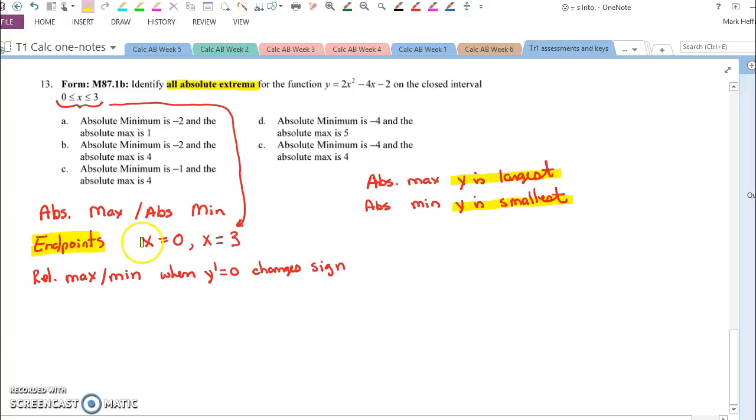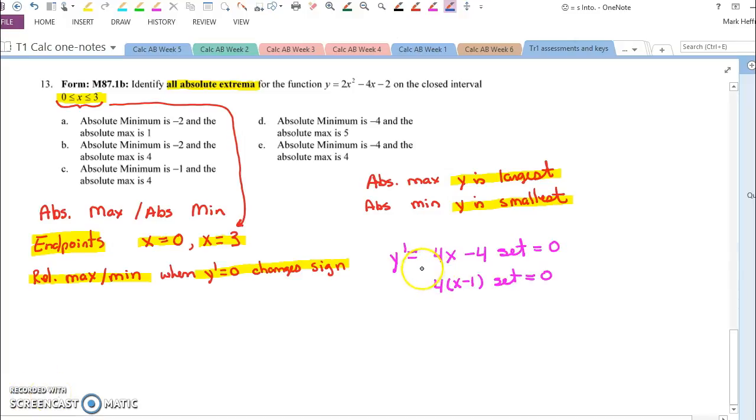What are the endpoints? Well, when x equals 0 and x equals 3, because we've been given a closed interval over which we're looking at this function. Also, we could have an absolute max or min when there's a relative max or min, when the derivative equals 0 and changes signs. So we better start with the derivative.